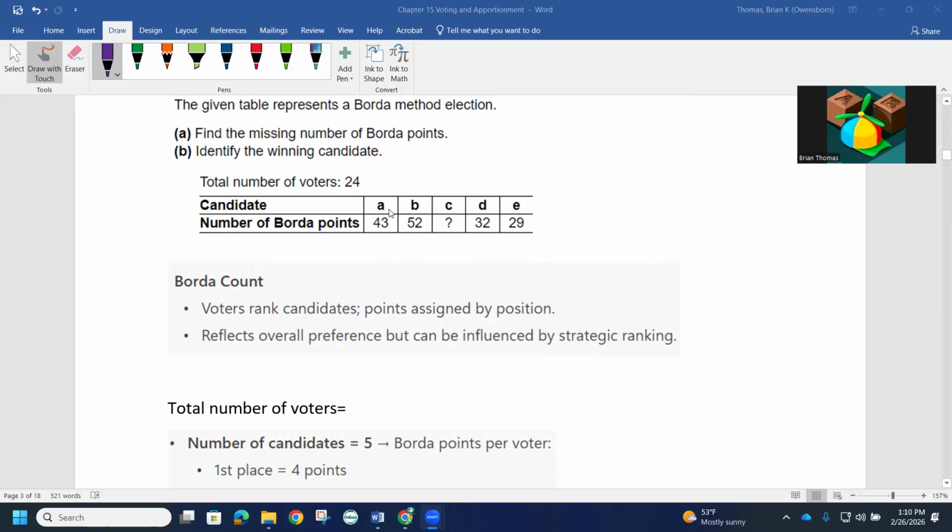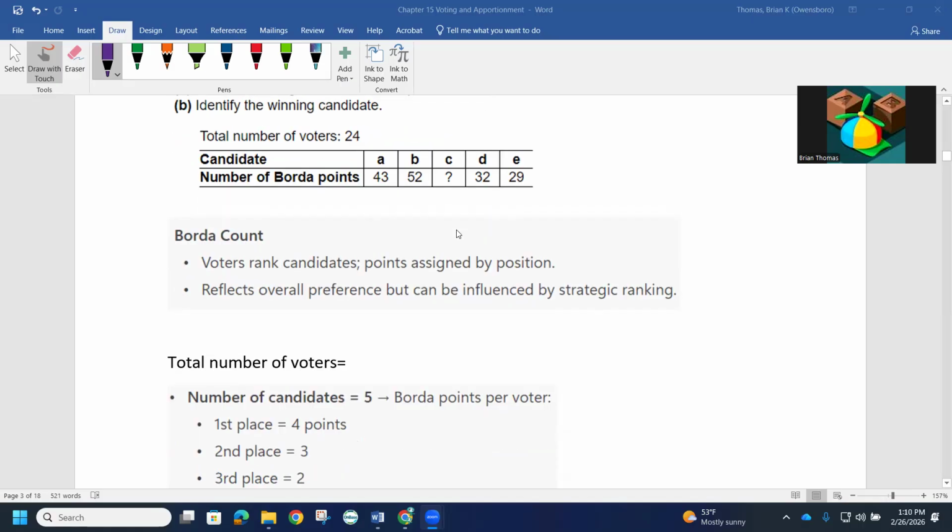So candidate A got 43 Borda points. Candidate B got 52 Borda points. Candidate C, we don't know. Candidate D got 32 Borda points, and candidate E got 29 Borda points. So whoever gets the most Borda points wins, but we don't know how many points candidate C received.